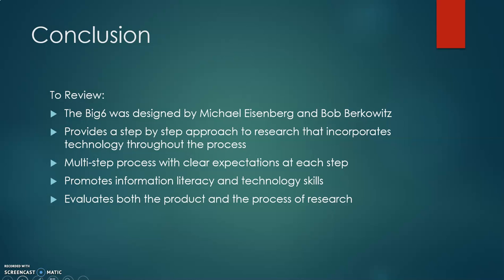And so here we have our conclusion slide. This is where we're going to wrap up what we have talked about. So to review, the Big 6 was designed by Michael Eisenberg and Bob Berkowitz. The Big 6 provides a step-by-step approach to research that incorporates technology throughout the process. So at all of the points of the Big 6, you can use both print and electronic resources to help you during the process. As we talked about, it is a multi-step process with clear expectations at each step, and it promotes information literacy as well as technology skills.